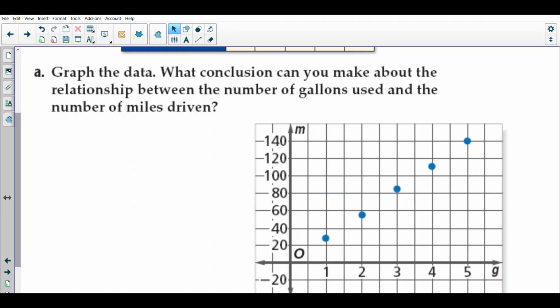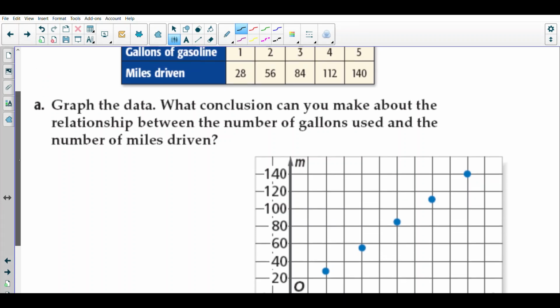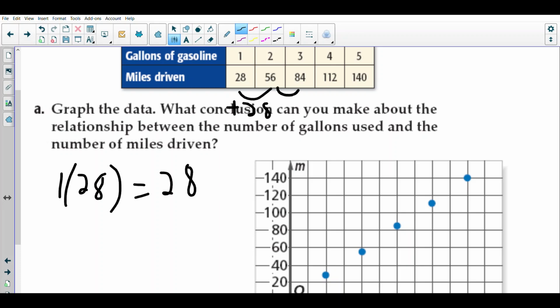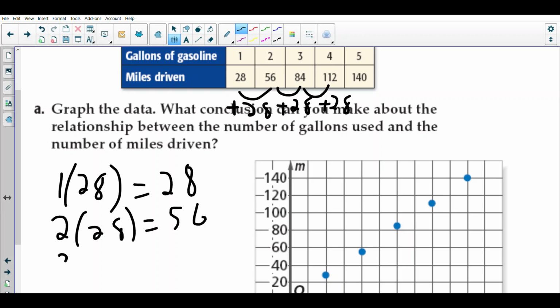If we look at this, when we graph and plug in, if we look at all these numbers, we can see that 1 times 28 is equal to 28. Now, why did I choose 28? Because as I move every time, it's plus 28, plus 28. I see a common difference. So I'm checking 2 times 28, which equals 56. 3 times 28 is equal to 84.